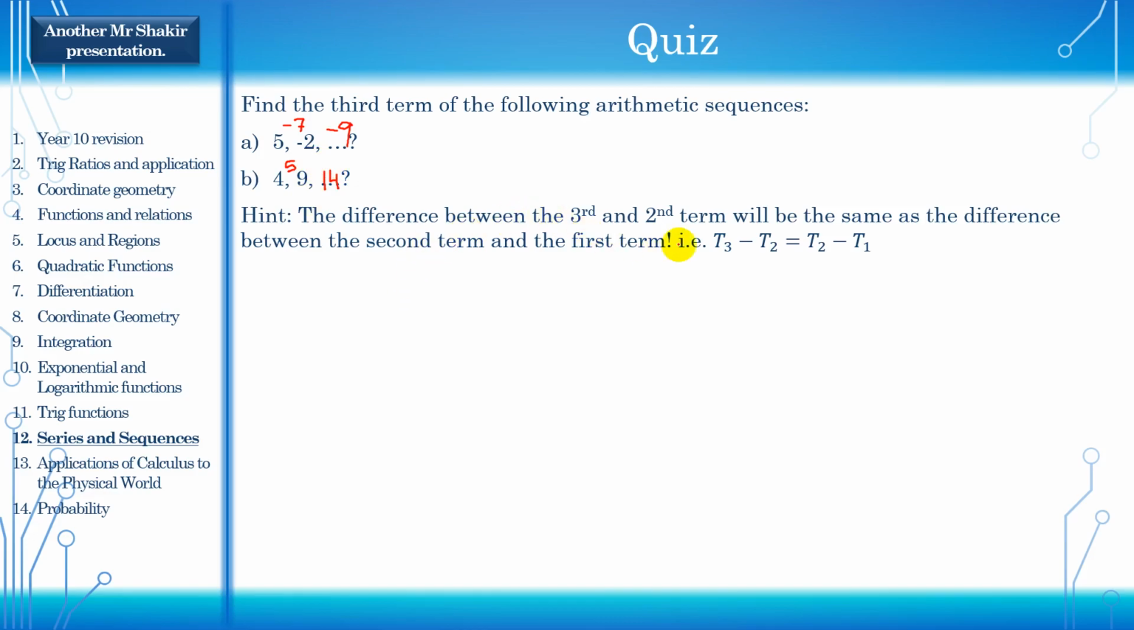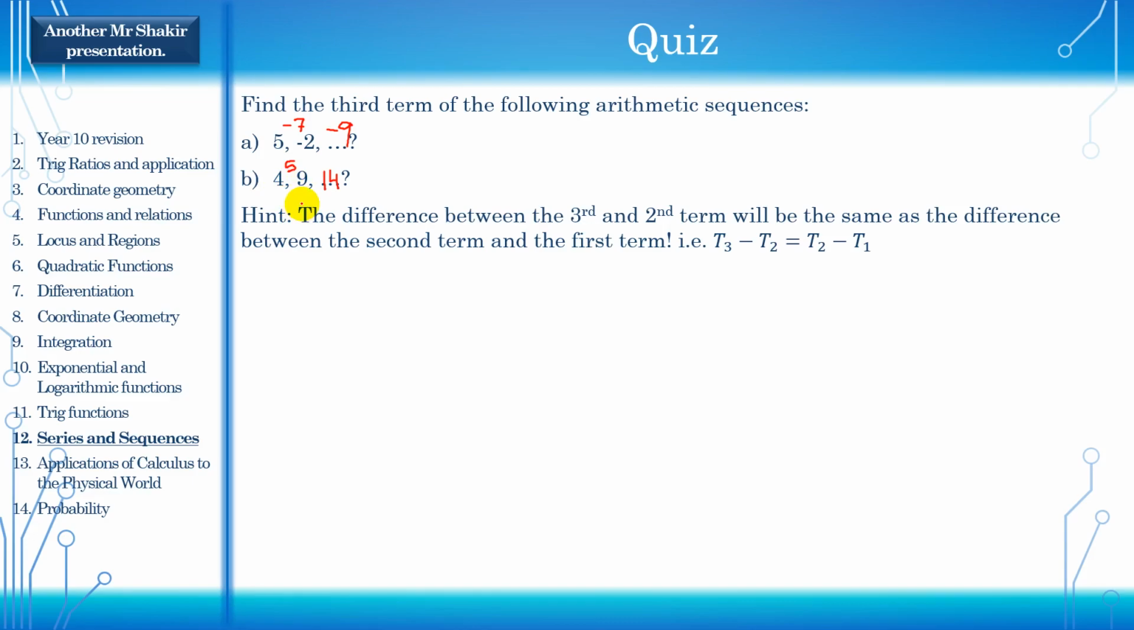Alright, so the difference between the third and second term will be the same as the difference between the second term and the first term. This is just the algebraic way of writing exactly what we just did. Now, it's important that you get used to this formula: the third term minus the second term is equal to the second term minus the first term. So 14 minus 9 is 5. That has to be equal to 9 minus 4, which is 5.